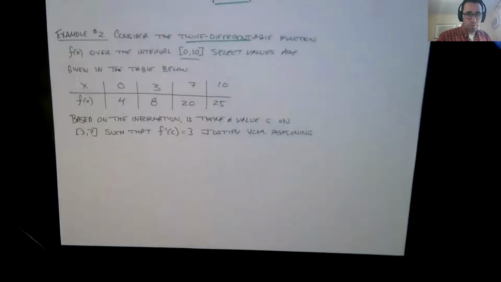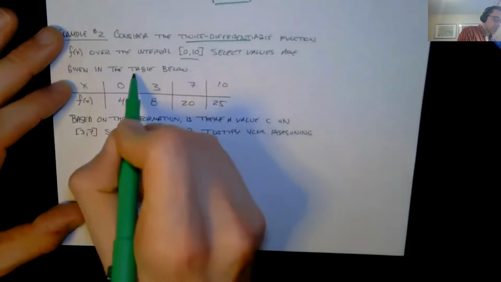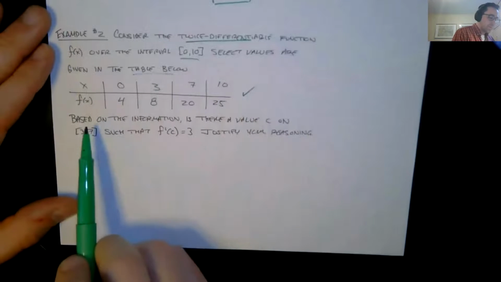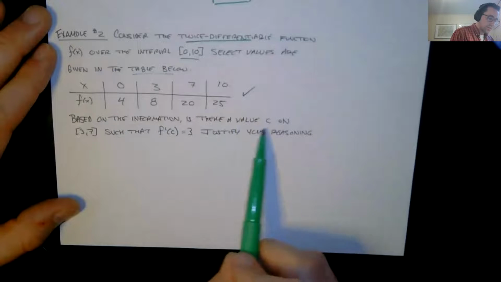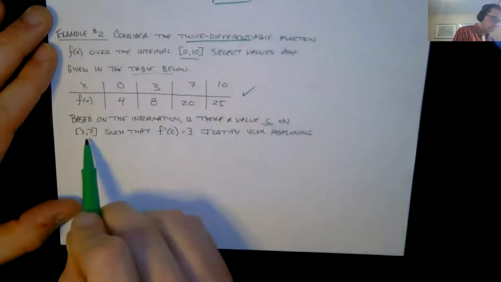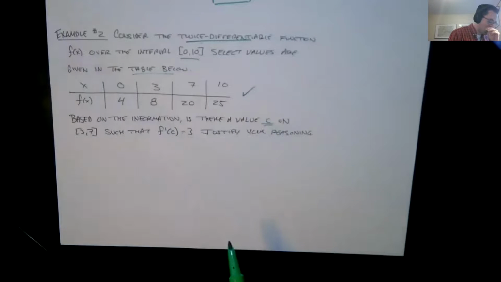Differentiable would just mean the derivative exists. Twice differentiable is another way of saying the second derivative exists and the first derivative exists. So that's just some new lingo you might see pop up later. Select values you're given in the table below. Great, I have a table. Based off the information, is there a value c on the interval [3, 7] such that f prime of c equals 3? Justify your reasoning.